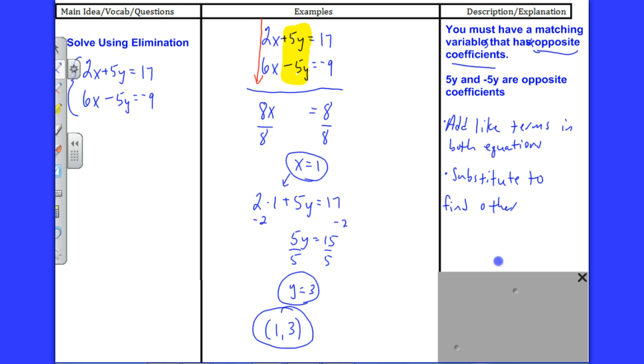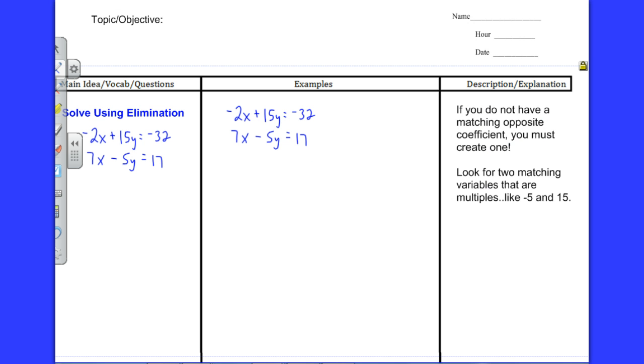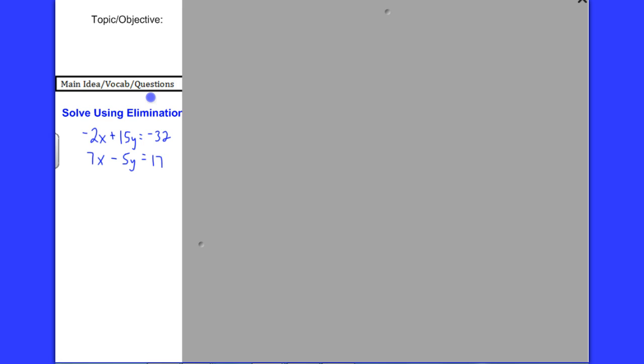Unfortunately, it's not always that easy, because sometimes the initial equations may not have matching opposite coefficients. It's going to happen in the next one, I'm sad to say. So as we go ahead and look at the next problem, here we have this. Whoops, I meant to put my shade up here so you wouldn't see that.